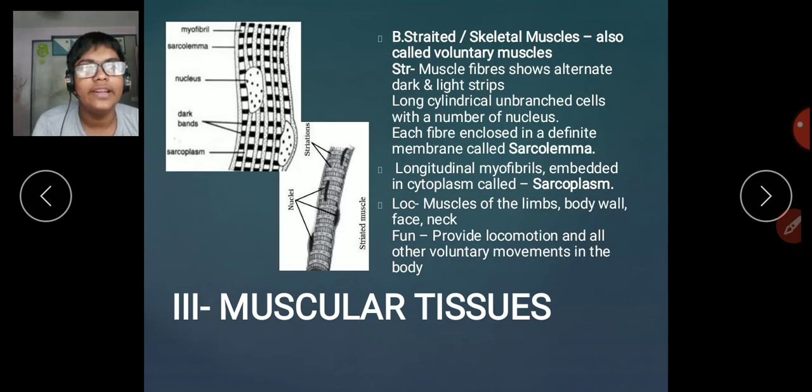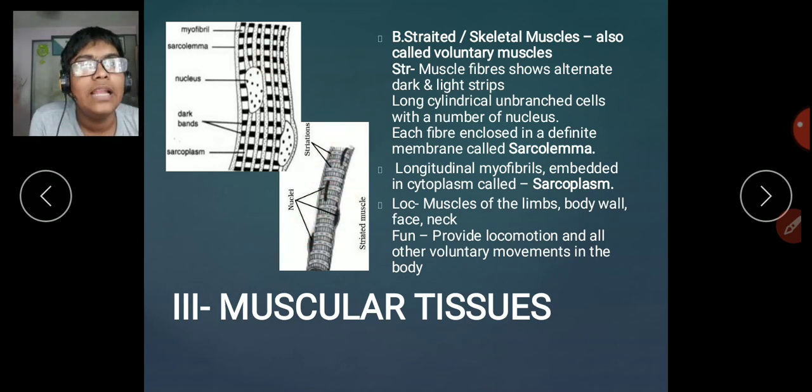Next is the striated muscle, also called the skeletal muscle. By structure, the muscle fibers show alternate dark and light strips, that means they have striations. They have a black layer, a white layer, like that. They are long cylindrical cells with a number of nuclei. You can see, it is a long cell and it has a lot of nuclei.